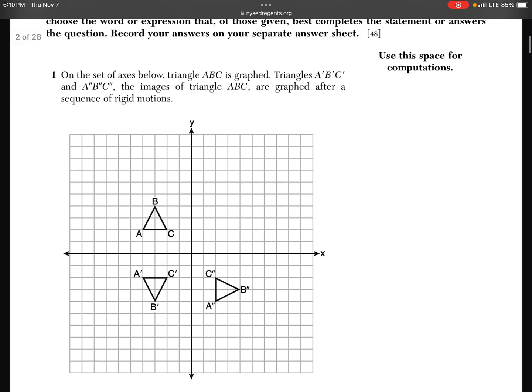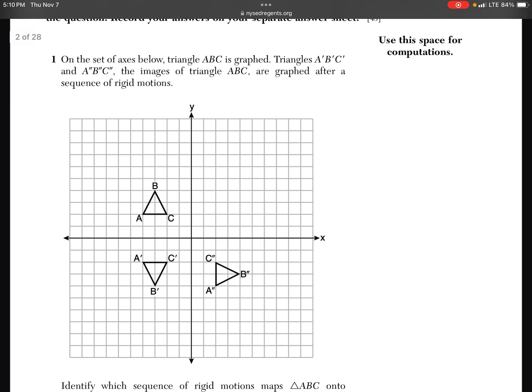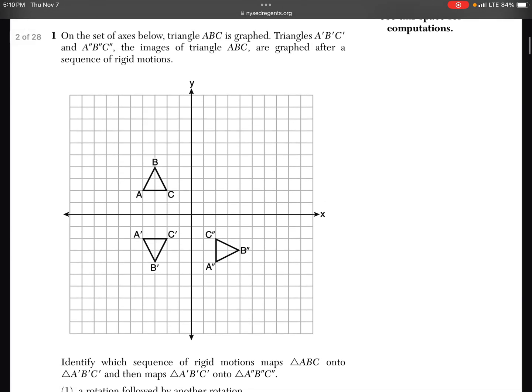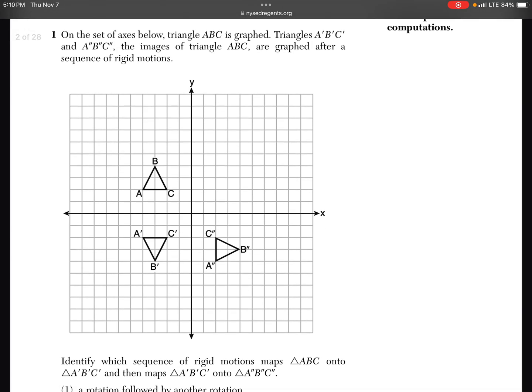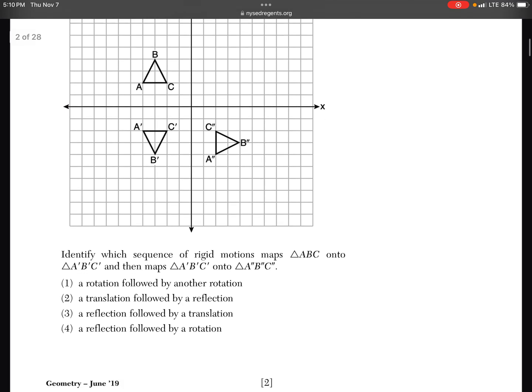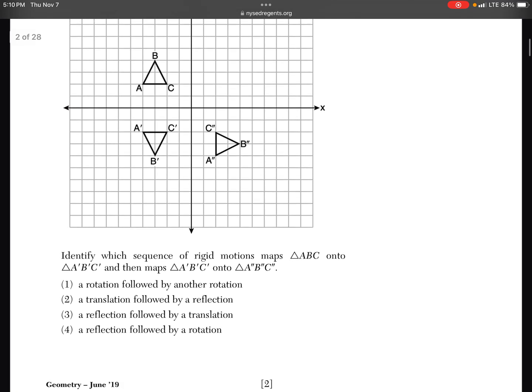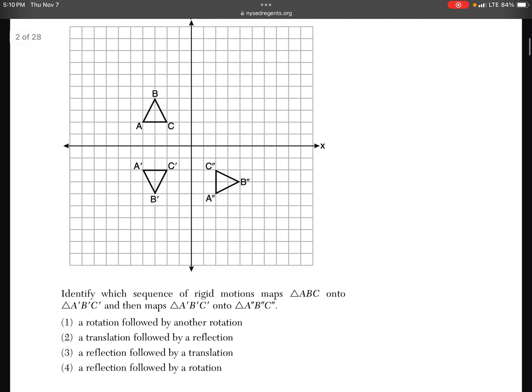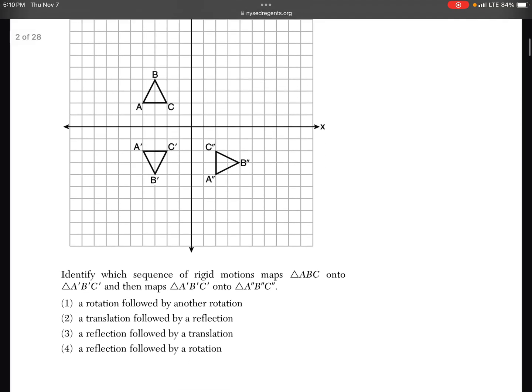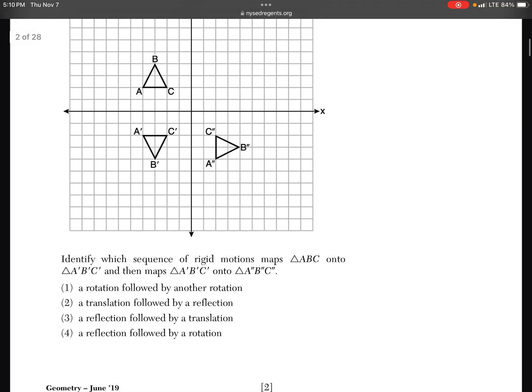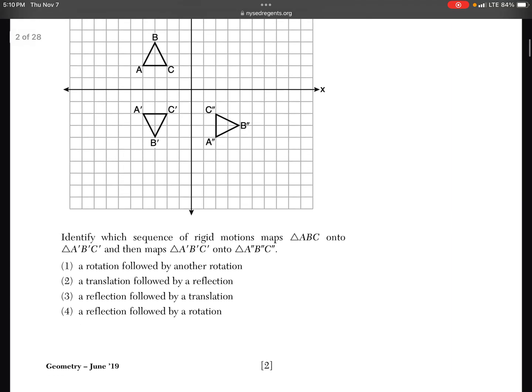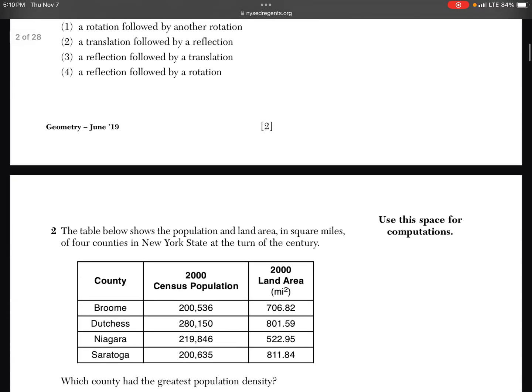Number 1, on the set of axes below, triangle ABC is graphed, and triangle A prime, B prime, C prime is graphed after a sequence of rigid motions. Identify the sequence of motions that maps it onto the image. So we have a reflection across the x-axis first, and then it appears a 90-degree rotation. So reflection followed by rotation. Your answer is number 4.